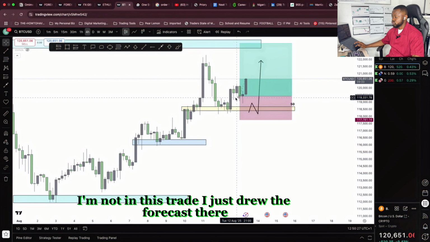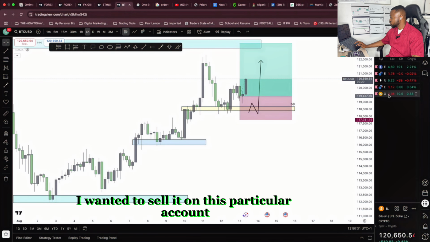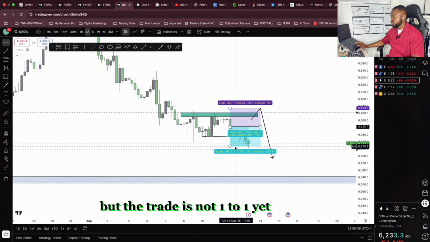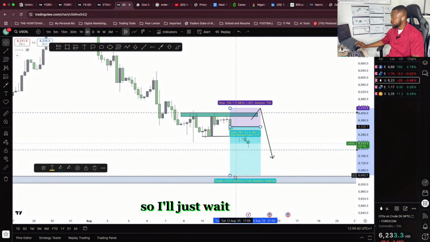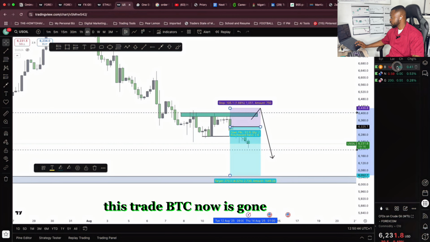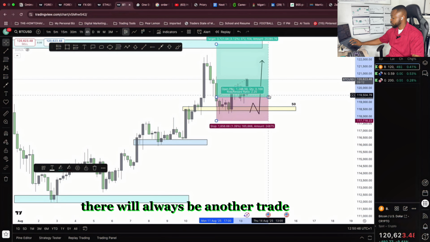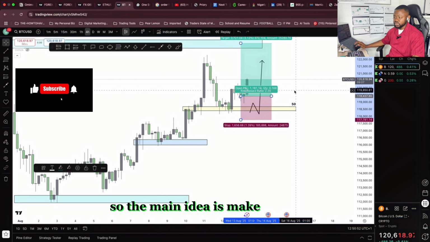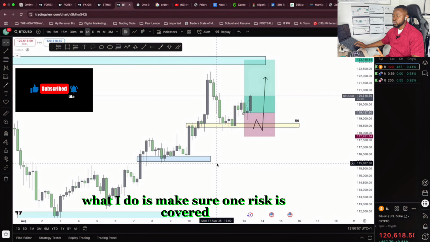I just drew the forecast here because basically I wanted to sell it on this particular account, the account that has this trade, but the trade is not 1 to 1 yet. If I move it, you can see it's still open and it's just 1 to 0.9. So I'll just wait. This trade, BTC, now is gone. There's nothing I can do about it. There'll always be another trade another day.